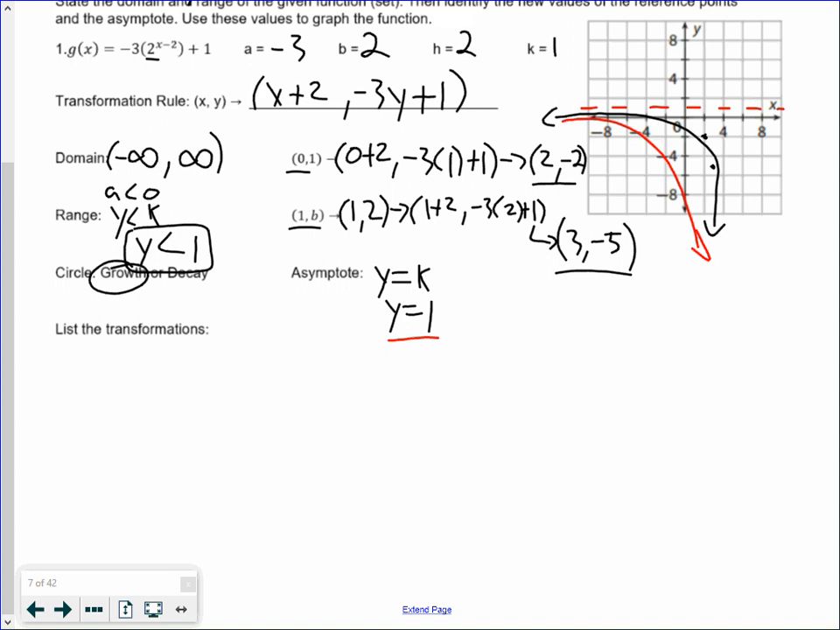We actually haven't seen what a decay function looks like yet, but we will see that in 13.3, and you'll see how we start away from the asymptote and we grow towards it. And we'll see what that looks like in 13.3.